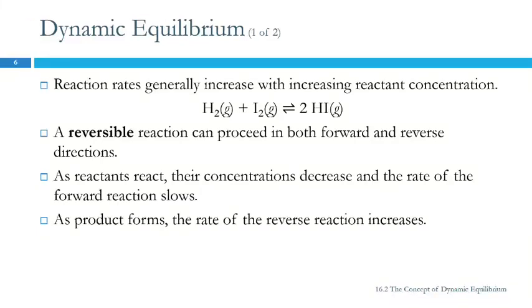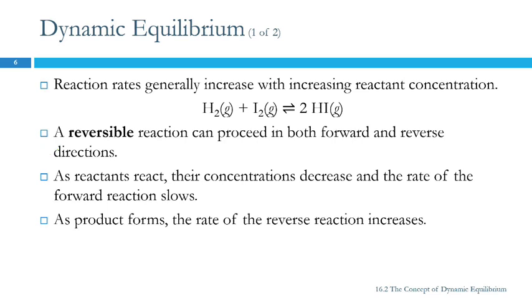So you should have learned about equilibrium in Chem 3A, or whichever class you had as a prerequisite. But you may not remember, so we're going to go over it quickly here. We know from chapter 15 that reaction rates generally increase with increasing reactant concentration, right? So if we increase the concentration of hydrogen or iodine, the rate of the forward reaction is going to be faster.